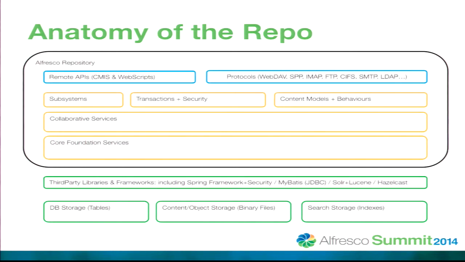In terms of storage, we have the relational SQL store for storing mostly the context and metadata, among other things. The content object store for the binary files itself, which could be a shared file system or S3 or any other shared file system. And the search storage mechanism, which is effectively the Lucene indexes. So just a quick overview that some of you may be already aware of.